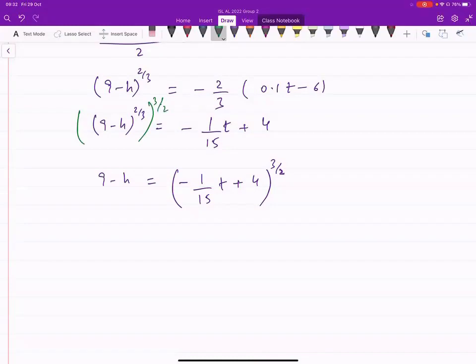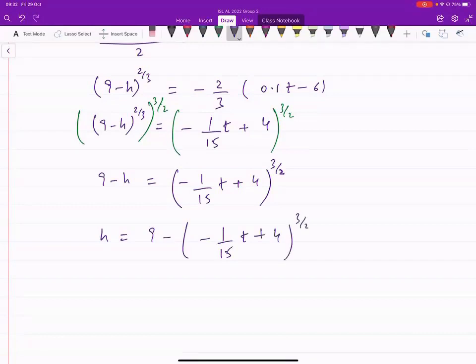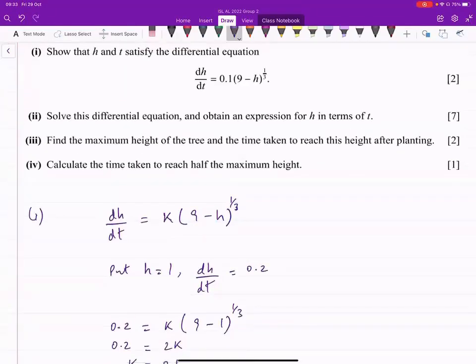We do the same thing on the other side. उससे हमारे पास चीज आ जाती है. Is that okay? अच्छा, अब h को सब्जेक्ट बनाने के बाद हमारे पास क्या बन जाएगा? h equals 9 minus (minus t over 15 plus 4) whole raised to power 3/2. That is h in terms of t. हमने solve कर ली. We found h in terms of t.